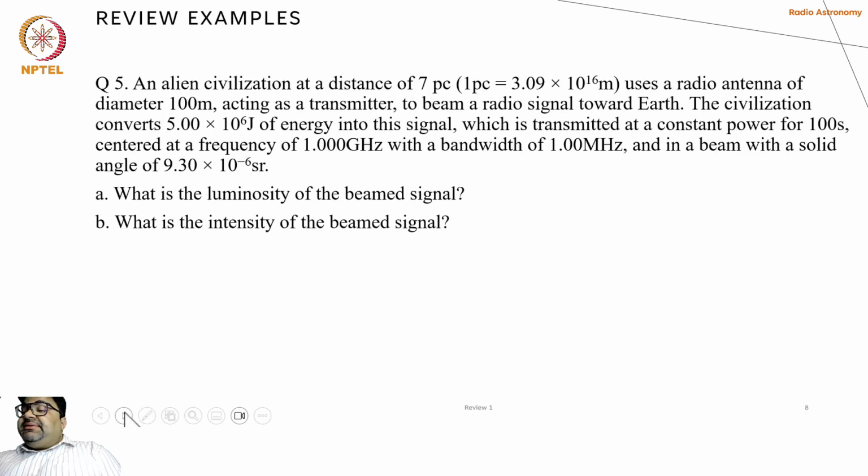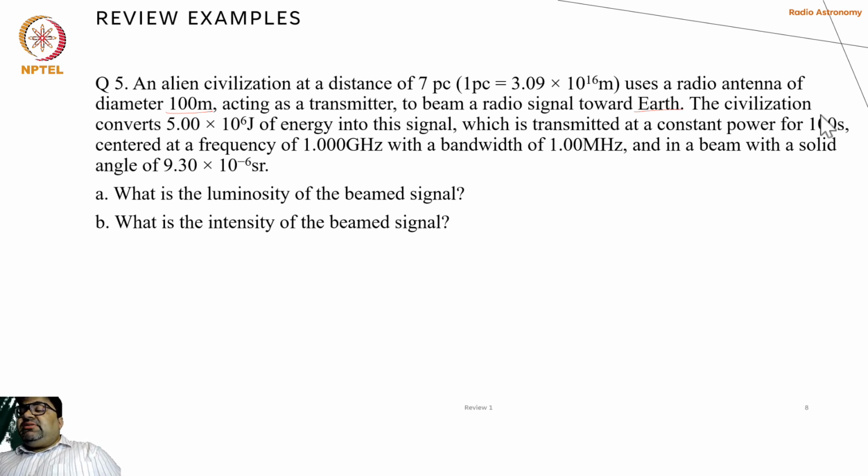Question number 5. An alien civilization at a distance of 7 parsec uses a radio antenna of diameter 100 meters, acting as a transmitter to beam a radio signal towards the Earth. So now you're using a radio antenna as a transmitter.